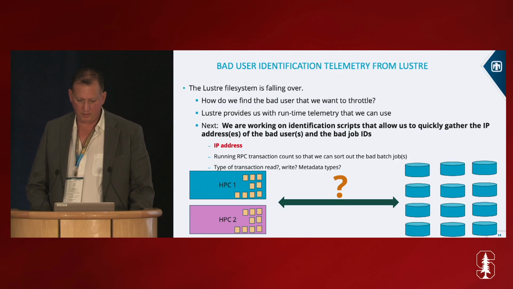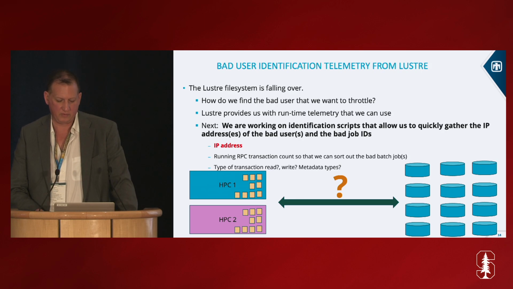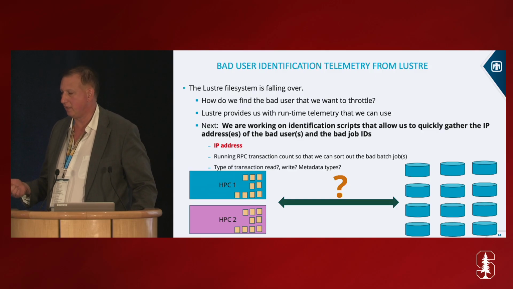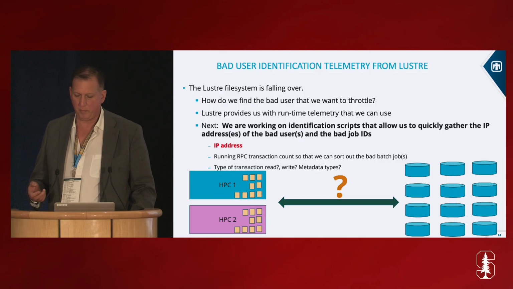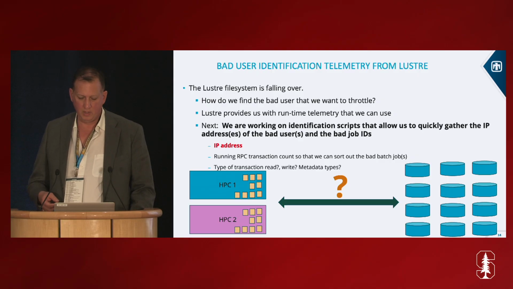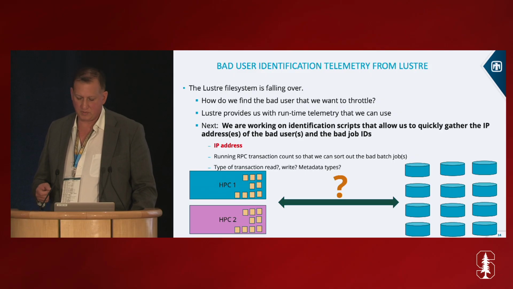The bad user identification. Right now, Lustre doesn't have this; these are improvements that are hopefully going to be coming. We're going to be able to identify the bad user more easily. We want to be able to do this automatically, so we don't have people having to interact with the file system. It'd be better if the file system was able to make the changes itself.